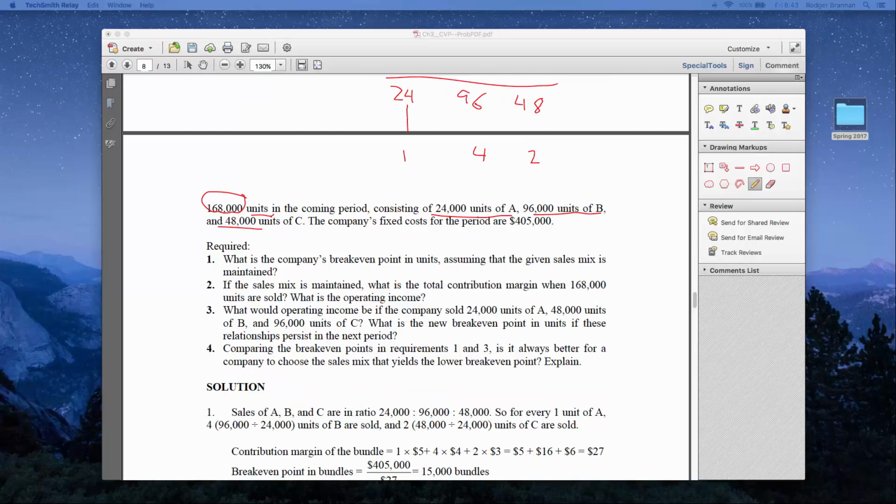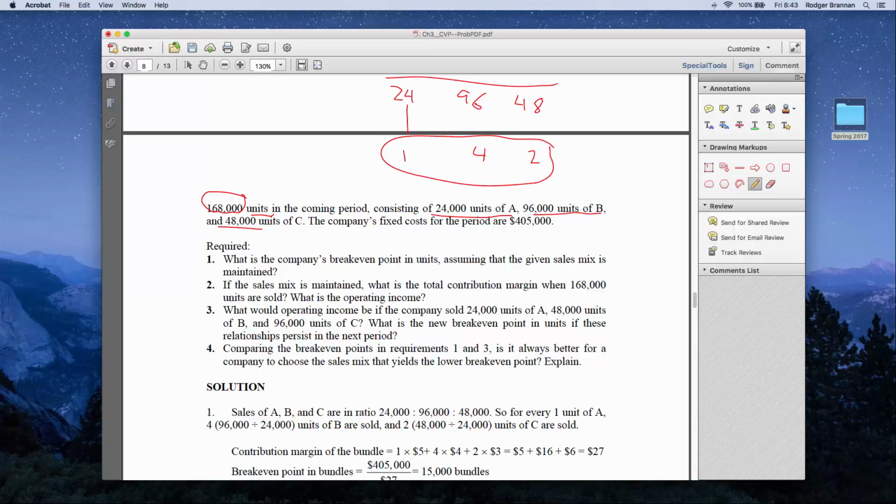Now remember, the other fundamental assumption under multiple products is that, yes, you are selling 168,000, but the break-even point is not expressed initially in terms of how many units of A, B, and C. Rather, how many bundles or baskets do I sell? At the break-even point, the first thing I have to calculate is the total number of baskets or bundles that I'm selling.